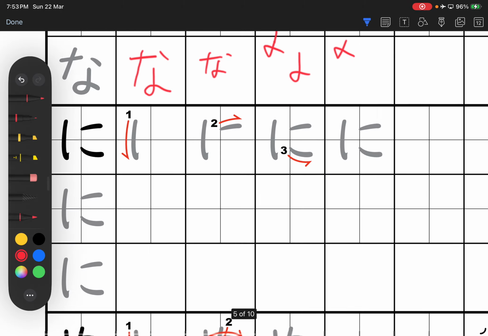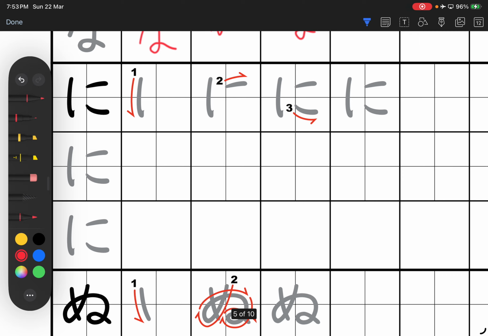Okay, next we have ni. Ni, I will just do a vertical line and then I will do like a quote. Right, so ni. Some people might act very smart and then they will write something like that. Sure, that's very nice, very smart, but waste too much ink. Right.